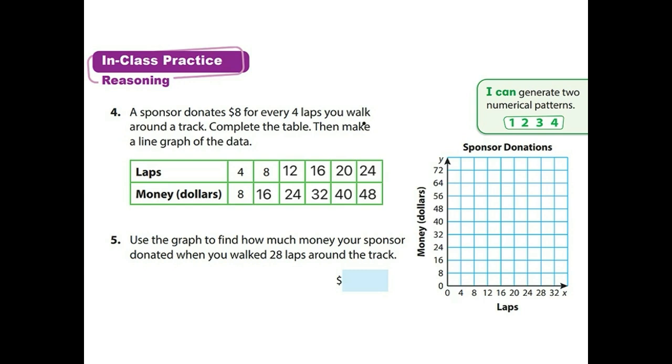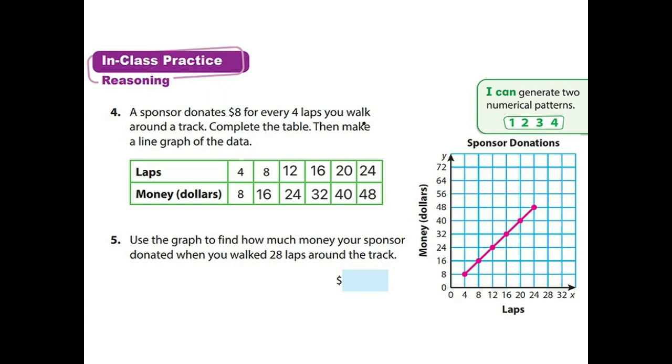So there's the table, and then our graph is going to look like this. Alrighty. And number 5 says, use the graph to find out how much money your sponsor donated when you walked 28 laps around the track. You go ahead and do that, and then we'll go over it.